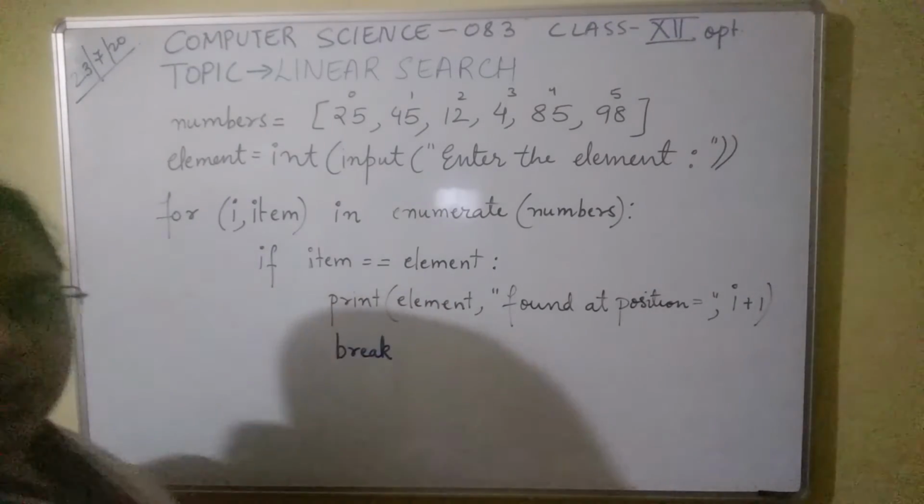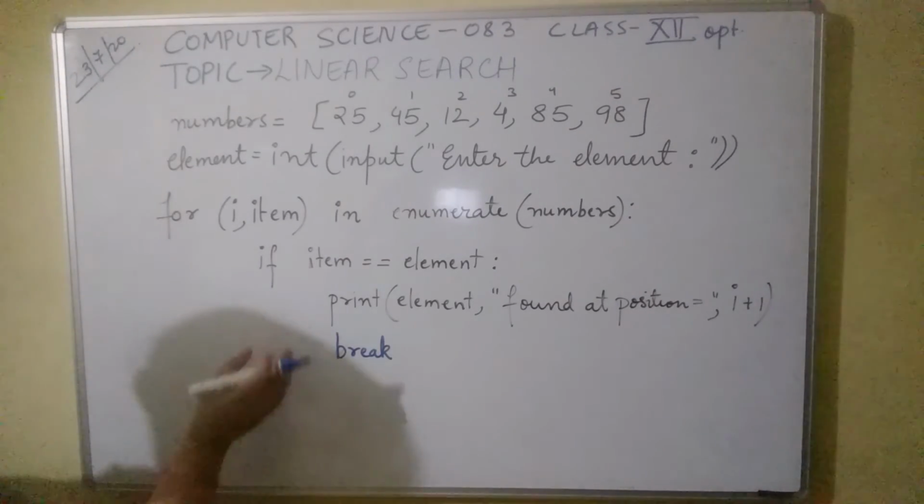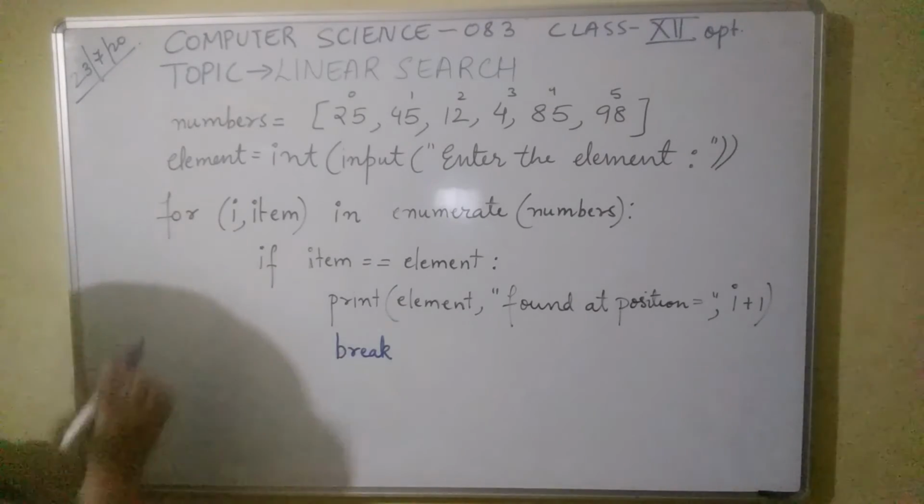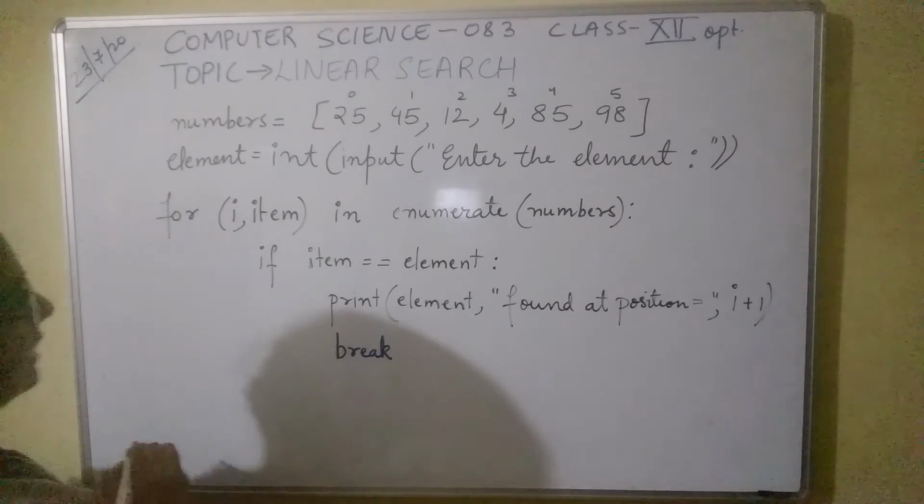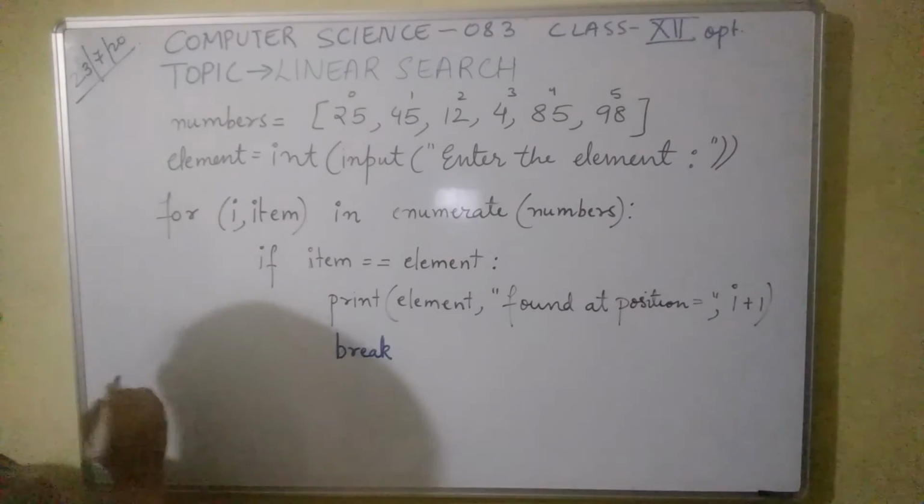So we write break over here, the loop is terminated, and we come out of this entire structure, we come out of if, we come out of for. Please make a note of the indentation over here. Indentation is of utmost importance in Python.